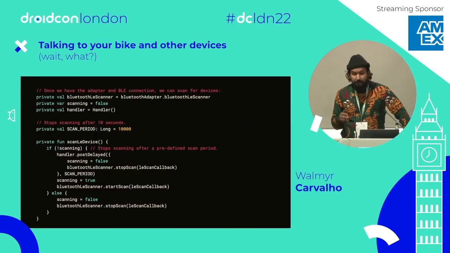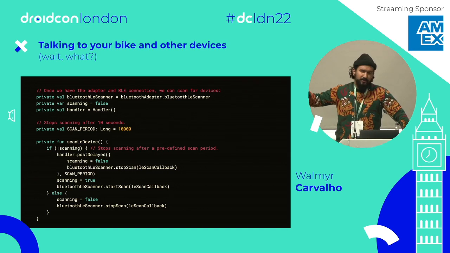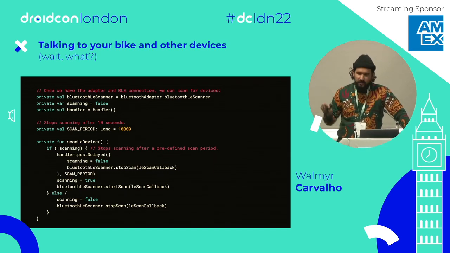And then in order to find devices, you need some sort of scanner for them. So you have the Bluetooth adapter that comes with a Bluetooth LE scanner. And then this is just simple code. This is from the documentation. I'm not doing anything fancy here, just demonstrating the topics and the concepts.